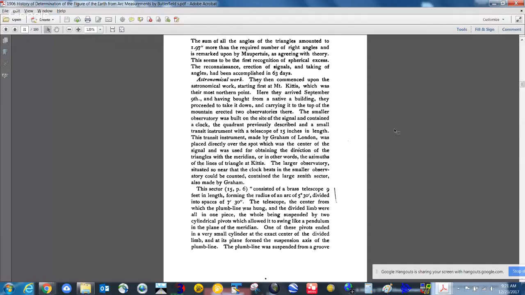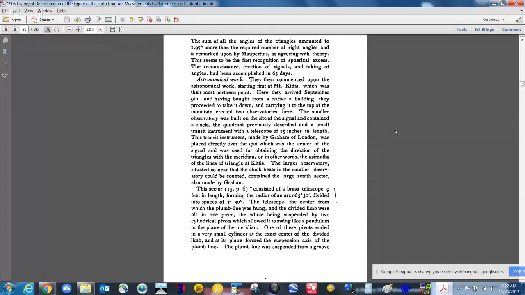The smaller observatory was built on the site of the signal and contained a clock, the quadrant previously described, and a small transit instrument with a telescope of 15 inches in length. This transit instrument, made by Graham of London, was placed directly over the spot which was the center of the signal and was used for obtaining the direction of the triangles with the meridian, the azimuths of the lines of a triangle at Kittis. The larger observatory, situated so near that the clock beats in the smaller observatory could be counted, contained the large zenith sector.